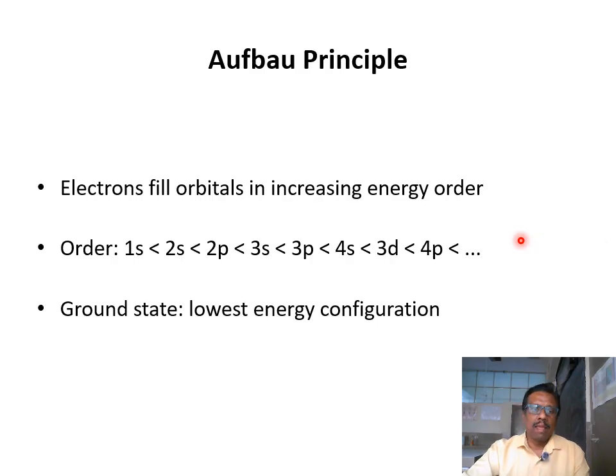Aufbau principle: electrons fill orbitals in increasing energy order. The order of increasing energy is 1s, 2s, 2p, 3s, 3p, 4s, 3d, 4p. This is the increasing order of energy of electron orbitals. In this, the electron is going to occupy the lowest state first, the ground state. When that is filled, then it is going to occupy the next higher states.